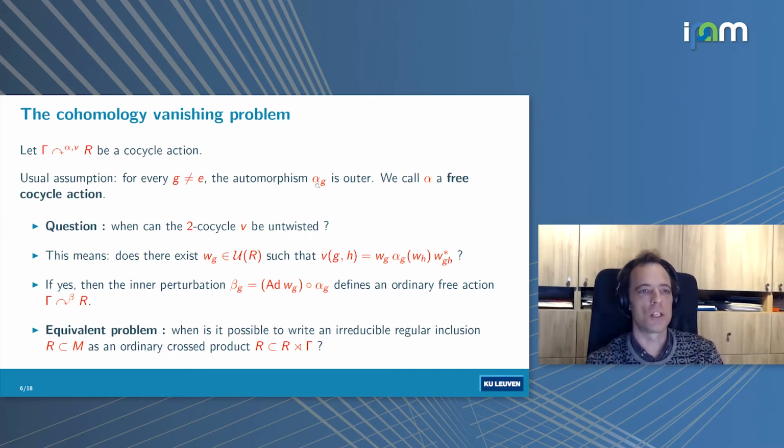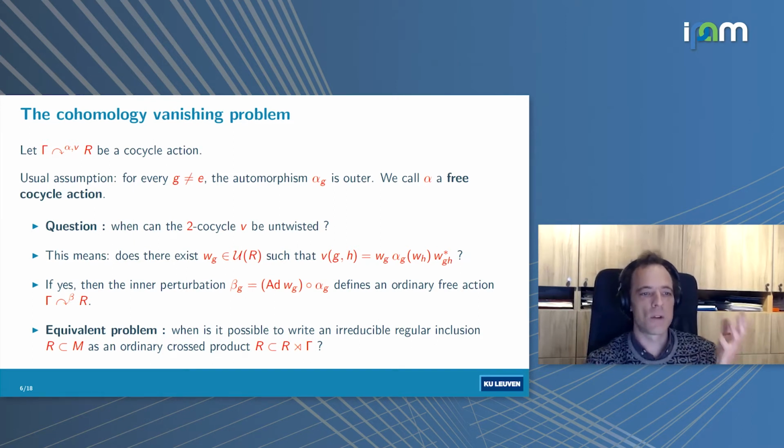So every alpha G is an outer automorphism. And then we can phrase the cohomology vanishing problem in different ways. So first of all, really as the two-cocycle being a coboundary. So this is the formula here saying that there exist unitaries so that V, the two-cocycle, is really the coboundary of W, which in this context is given by this formula.